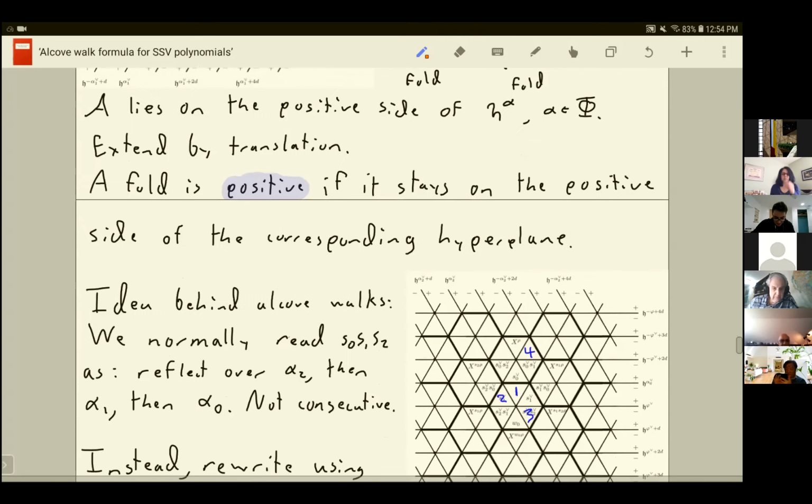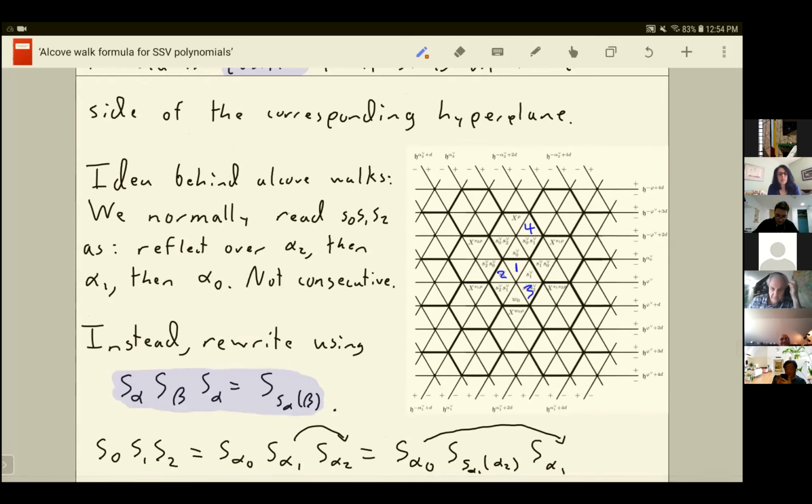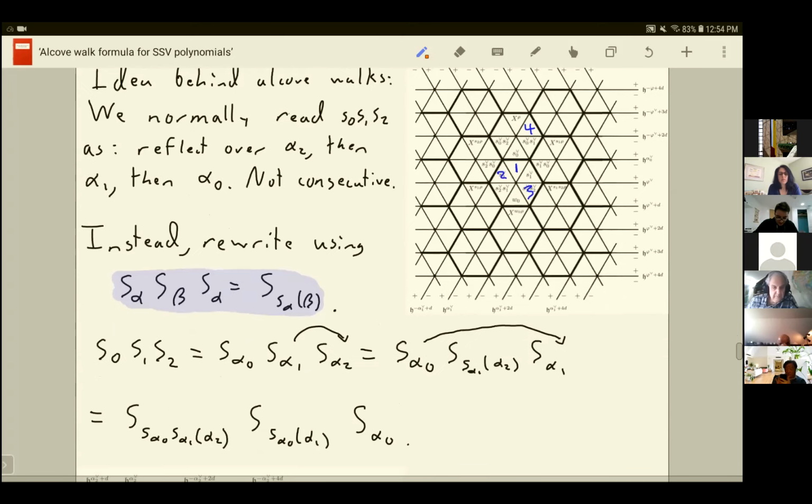So the idea behind alcove walks is that normally we would read S0, S1, S2 as being, reflect over alpha 2, then reflect over alpha 1, then reflect over alpha 0. But if you look at the sequence of alcoves that gives you, those aren't going to be consecutive. That's not an alcove walk like I was describing. So what you're going to do instead is take S0, S1, S2 and rewrite it. You move S1 to the right first, and then you move S0 past those.